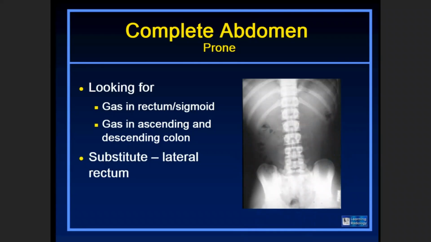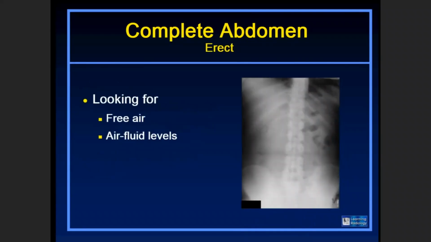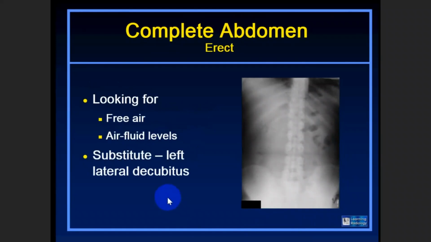And on lateral view, we see the rectum to assess the presence of air within it. In erect film, we look for free air under the diaphragm, also air fluid levels, as we counted before. A single air fluid level is normal for stomach. From 2 to 3 fluid levels is normal for small bowel, and in the large bowel we shouldn't see any air fluid level.